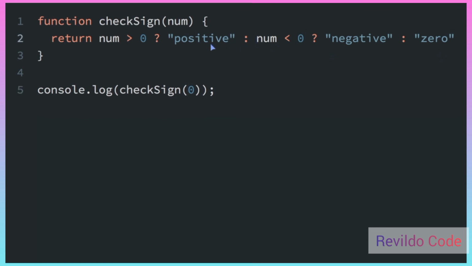Now you'll see that after this colon, we have an entire ternary operator. So if this is true, we just return positive. If it's false, then we do everything here, which is another ternary operator, where it checks if this is true, and if that's true, we return negative, and if it's false, we return 0.